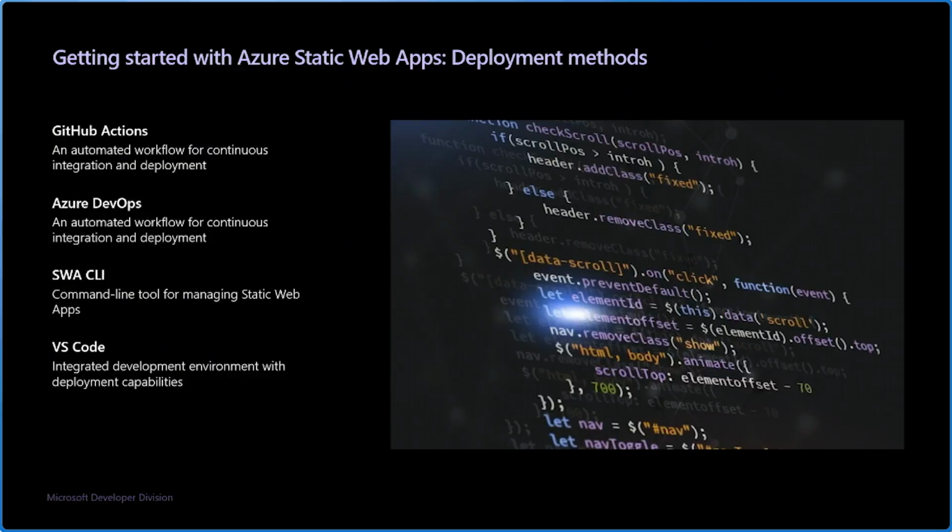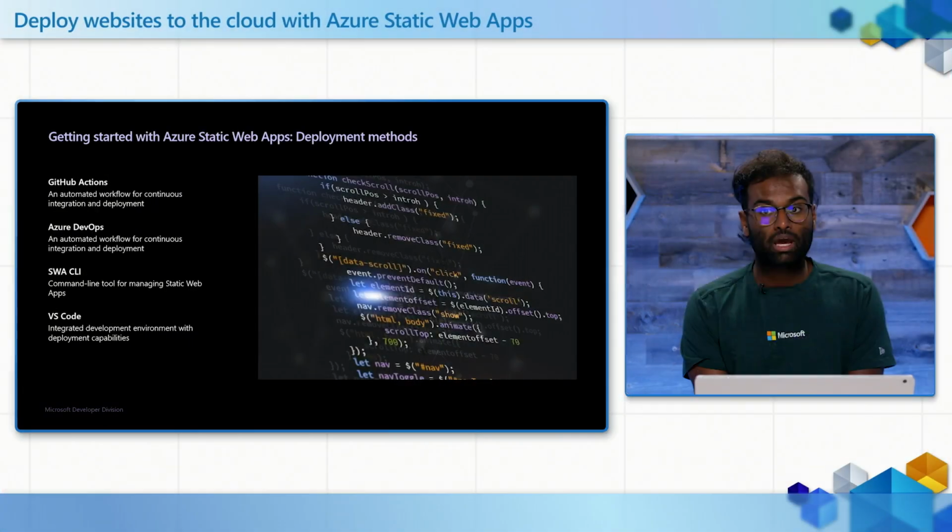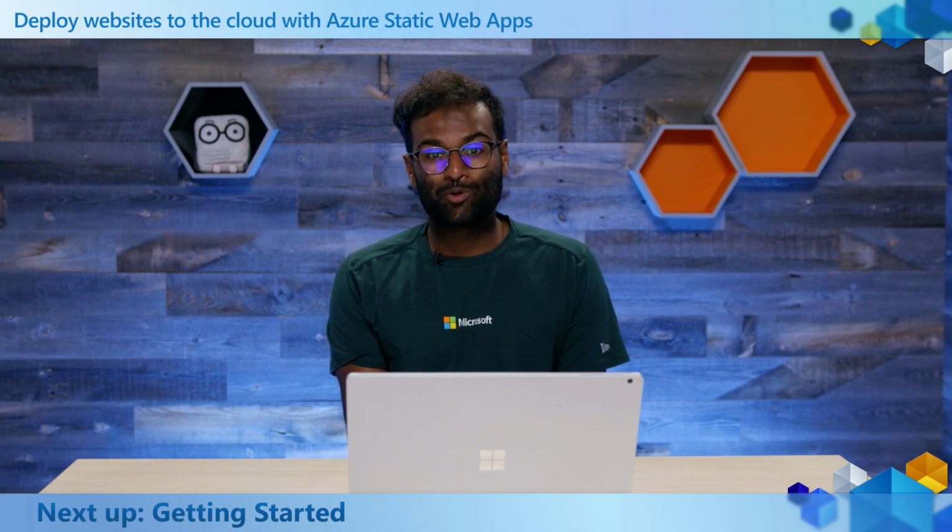With all that in mind, let's go over some of the deployment methods that will help us get started on Static Web Apps. Currently, we offer 4 methods to get to our service. GitHub Actions and Azure DevOps, as previously mentioned, are automated workflows for continuous integration and deployment. SWA CLI is a command line tool for managing static web apps that can be used to deploy. And VS Code has an integrated development environment with deployment capabilities. With all that in mind, let's get started with our deployment journey.